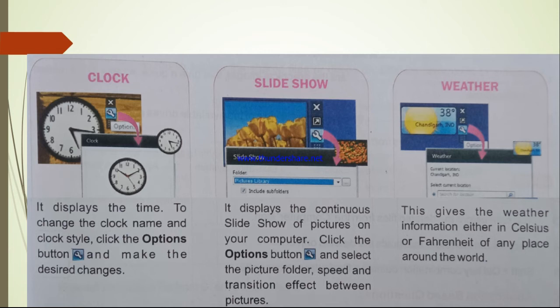Slideshow: it displays a continuous slideshow of pictures on a computer. Click the option button for settings, making changes as shown in your textbook also, and select the picture folder, speed and transition effect between the pictures. So what is transition? It is the movement of photographs. First photograph, then second, then third, then fourth, like that. So in a sequential manner it will keep on showing you the photographs. So that's known as transition.